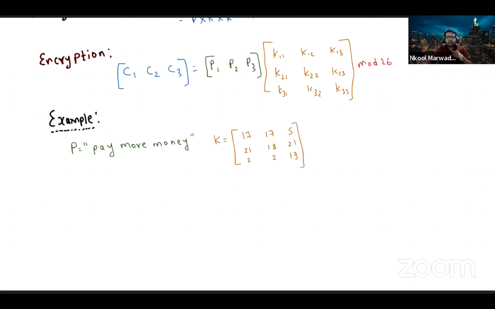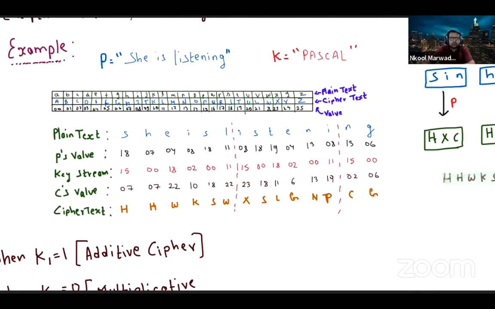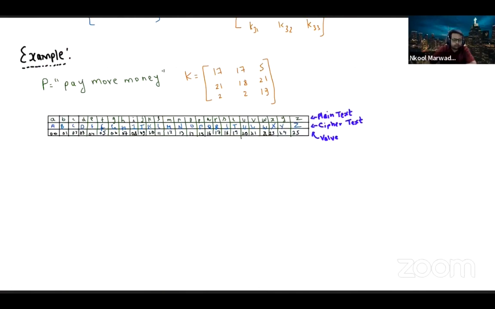Now, definitely we need that table. This table we need for mapping purposes. We can use this table to convert "pay more money" into numbers with the mapping, like P is 15, A is 0. P, A, Y, M, O, R, E, M, O, N, E, Y. When I convert it into numbers using the table, I get 15, 0, 24, 12, 14, 17, 4, 12, 14, 13, 4, and 24.